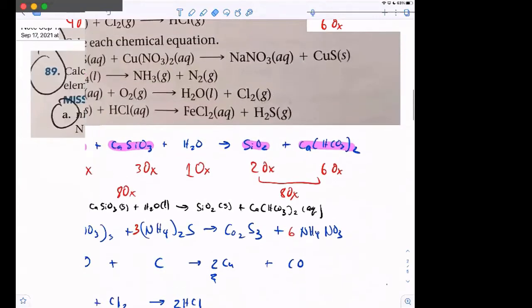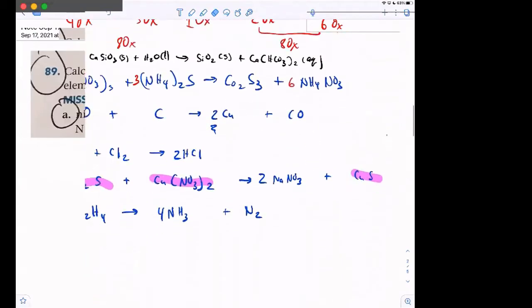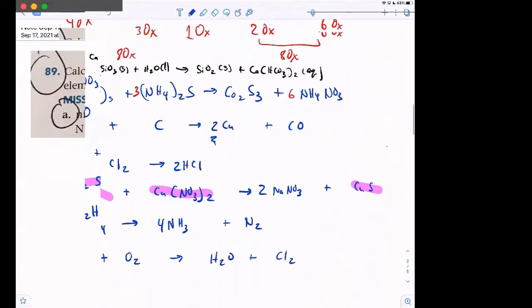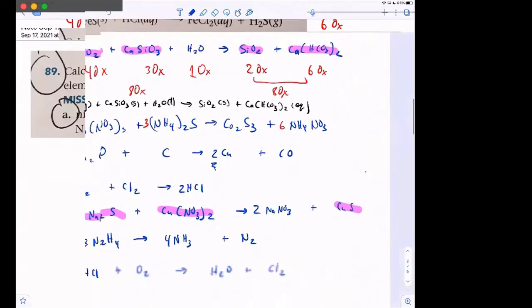All right. Next one, HCl and O2. Oops. All right, I'll make sure to write this down properly this time. HCl plus O2 makes H2O plus Cl2. Is that right? Yes.